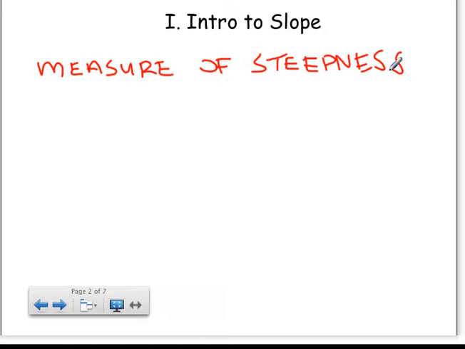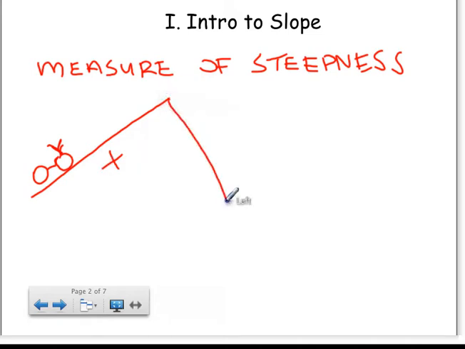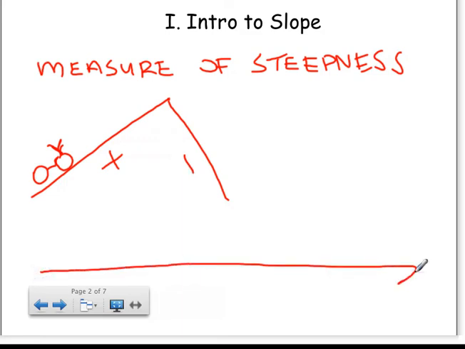So if I'm on a bike, bear with my ant-looking bike. If I'm going uphill, I'm on a positive slope. But then if I hit the point and now I'm going downhill, I'm on a negative slope. And all this is going, of course, from left to right. But if it gets really flat, we're going to call that a zero slope. It's not positive because I'm not going uphill. It's not negative because I'm not cruising downhill. It's in between, so that's a zero slope.